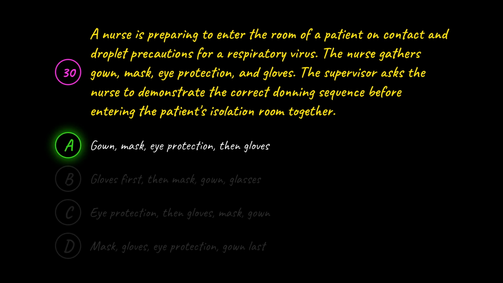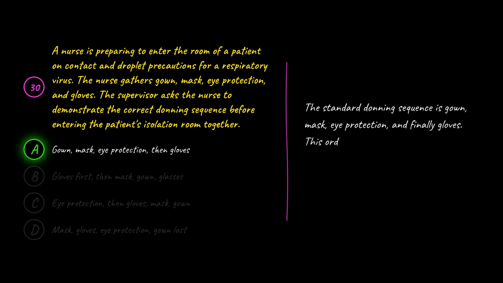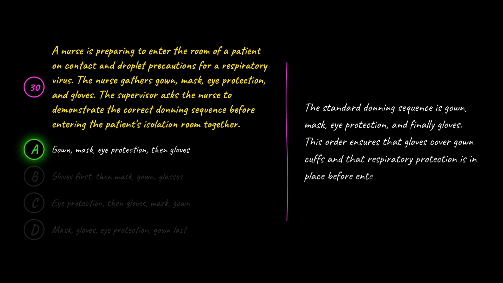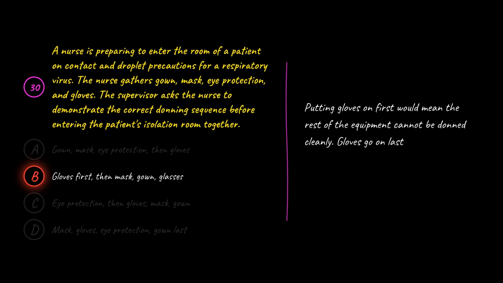The correct answer is A. Gown, mask, eye protection, then gloves. A is correct because the standard donning sequence is gown, mask, eye protection, and finally gloves. This order ensures that gloves cover gown cuffs and that respiratory protection is in place before entering the patient room. B is wrong because putting gloves on first would mean the rest of the equipment cannot be donned cleanly. Gloves go on last so they can cover the gown wrist cuff and remain intact during patient care.